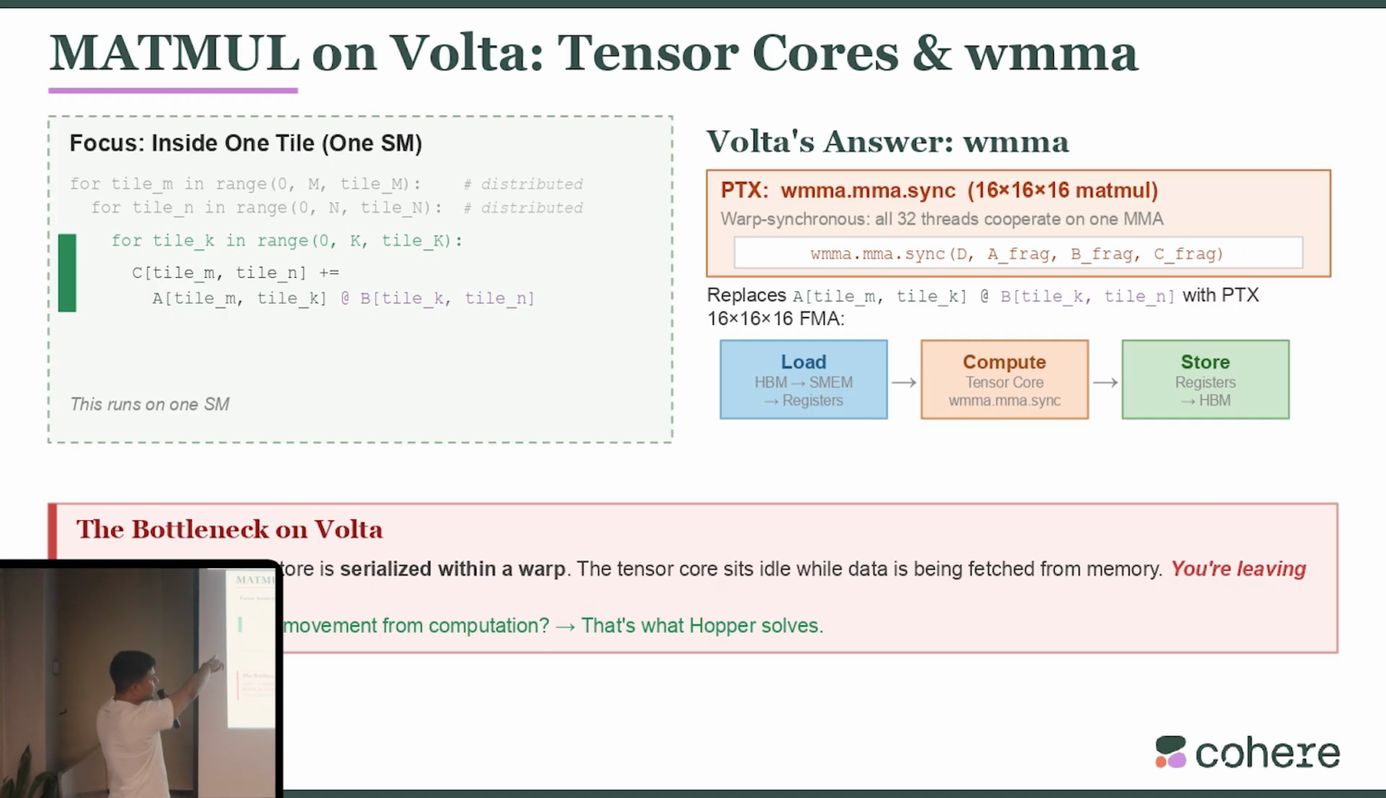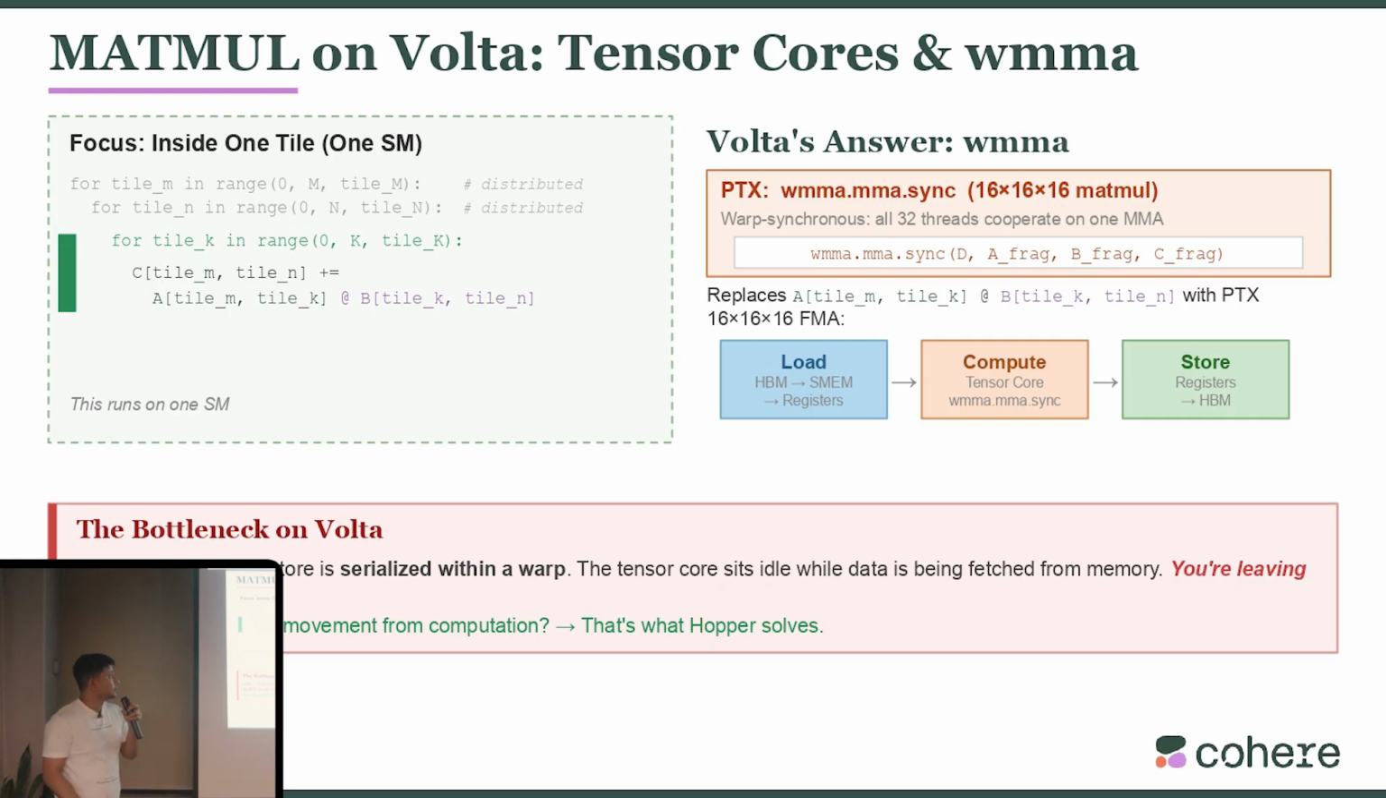So this particular operation, A tile M tile N multiplied by B, can be done with a single MMA if the tile M, tile N, and tile K sizes are 16 in this case. So basically now you do load, compute, and store. Compute is done by the tensor core.